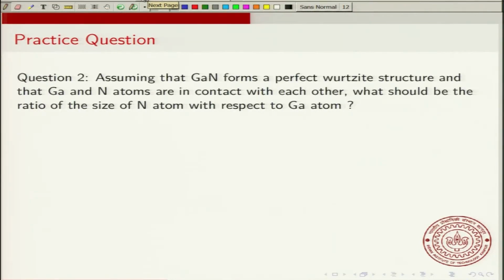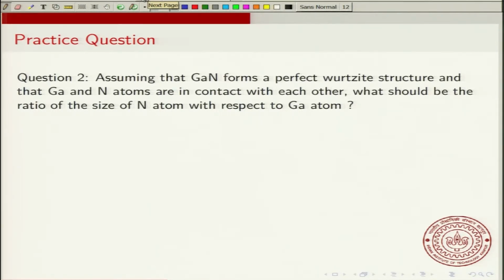Okay. The next practice question is: suppose you assume that gallium nitride forms a perfect wurtzite structure and that gallium and nitrogen atoms are in contact with each other. What should be the ratio of the size of the nitrogen atom with respect to the gallium atom? So this question can be answered in a few different ways, but let me mention a few things.